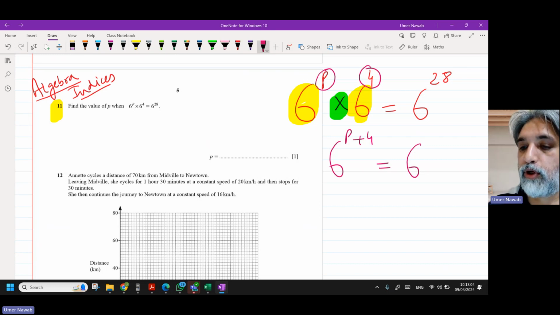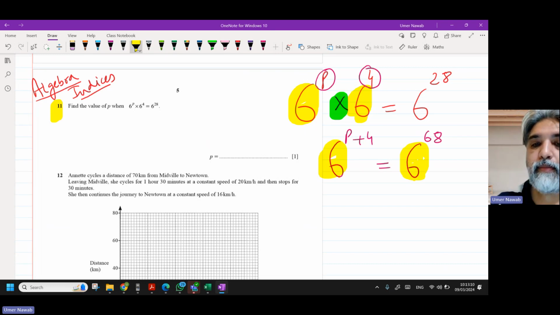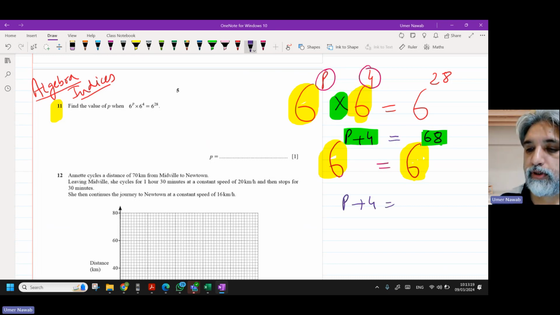Now you have an equation. In the equation, the bases are again the same, and the powers, what to do with them, they should also be the same. So p plus 4 is equal to 28. So p is equal to 28 minus 4. So p is equal to 24. So I'm going to write here 24.